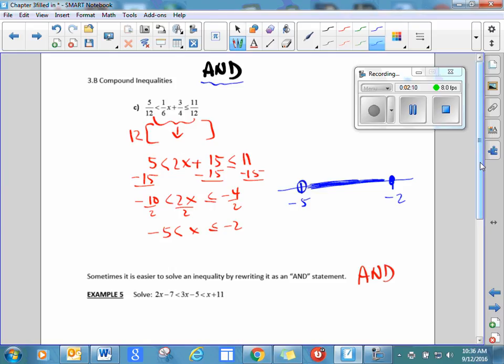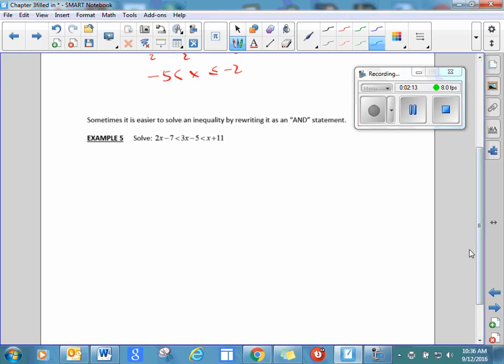Okay, let me go down and show you the second one. So this is an "and" condition also, and you could say, okay, well, I'm just going to start by adding 5 to all three terms. But what I want you to notice that's different about this one is you've got variables all over the place. So when I have variables in all three terms, I rewrite it, and I just work two totally independent problems. So I take 2x minus 7 less than 3x minus 5, and I take 3x minus 5 less than x plus 11. It's simpler to me to do it this way.